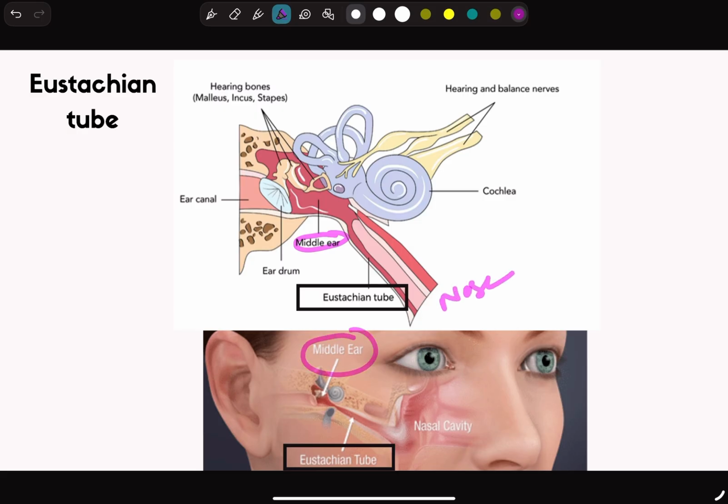Nice. The eustachian tube is a tube connecting the middle ear to the nose. It's very, very important because it keeps the middle ear nice, dry, and ventilated. Because in some situations where the eustachian tube is not functioning as it should be, it will cause fluid building up in the middle ear, and then it will cause infections, problems with hearing, etc. And we call it otitis media with effusion, that we will be talking about later.